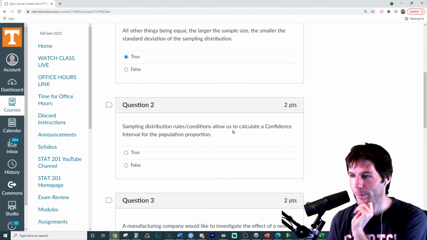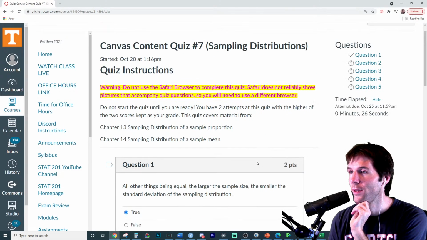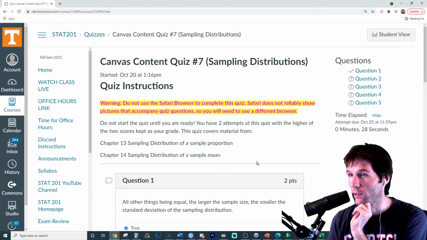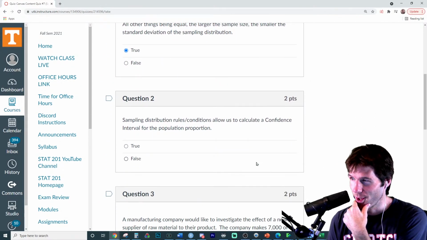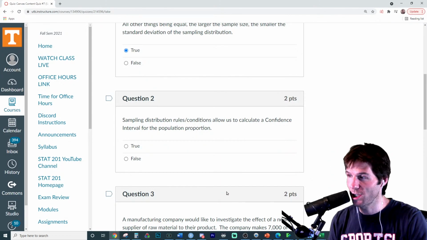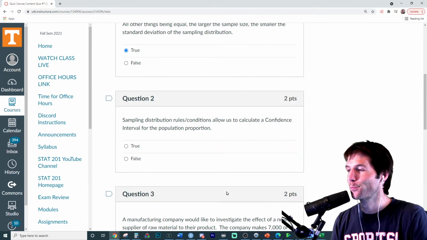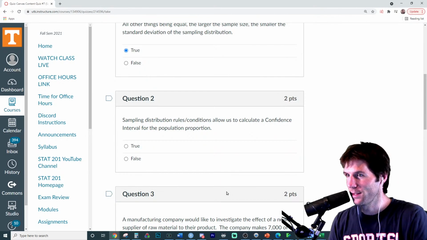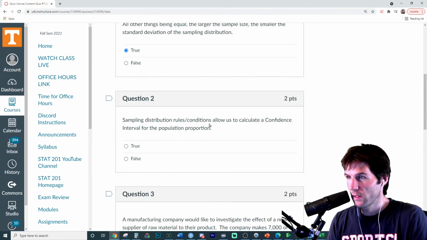Sampling distribution rules allow us to calculate a confidence interval for the true proportion. Why is this one on here? Because we used to... I need to go delete that. Let me read this question carefully because I don't even like this question. I don't like this question because it bridges the gaps between the chapters, but also this is where the statistician in me is like, it's on your quiz. Well, we'll find out the answer very quickly right here. Sampling distribution rules and conditions allow us to calculate a confidence interval for the population proportion.